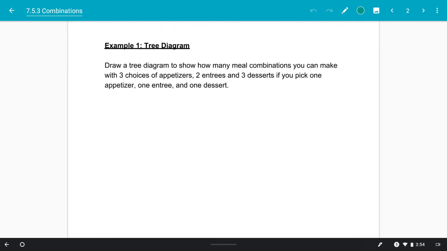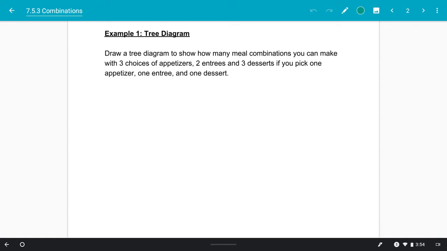So here we want to draw a tree diagram that shows how many meal combinations you can make with 3 choices of appetizers, 2 entrees, and 3 desserts if you're going to pick 1 appetizer, 1 entree, and 1 dessert. So let's say you go out to dinner and you want to know how many choices you could possibly make. So we would start with our appetizer 1, appetizer 2, and appetizer 3. So I have those 3 choices that I could pick for an appetizer.